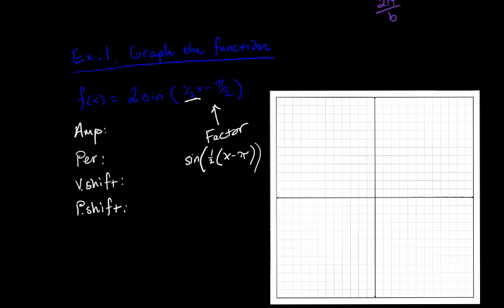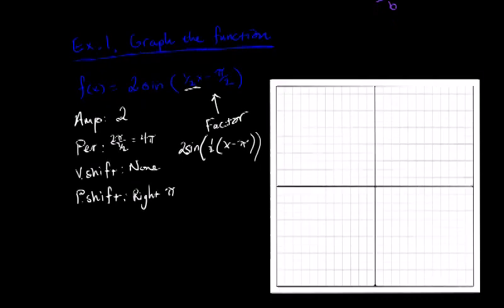Okay, and the 2 is still there. So then nothing changes there. All right, so our amplitude is 2. Now to figure out our period, we're going to do 2 pi divided by 1/2, and that's going to equal 4 pi. Our vertical shift, there is none. And our phase shift, now we can really see it now that it's factored, is it's shifted right pi.